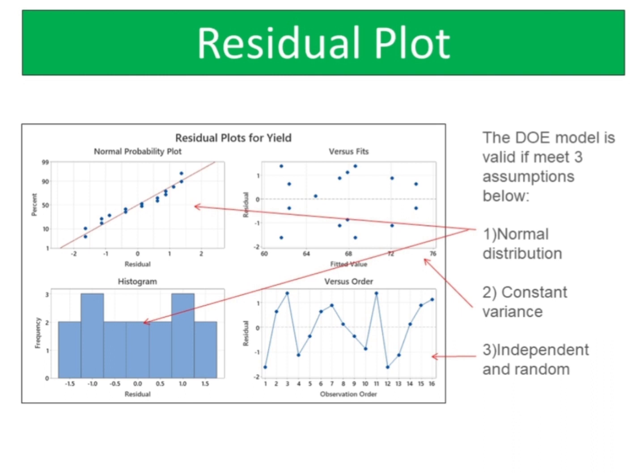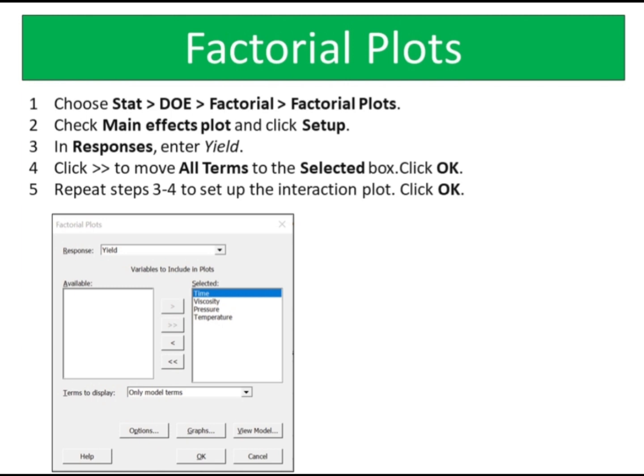The DOE model is valid if it meets three assumptions below. 1. Normal distribution. 2. Constant variance. 3. Independent and random. 1. Choose Stat, DOE, Factorial Plots. 2. Check main effects plot and click Setup. 3. In responses, enter yield. 4. Click the greater-than button to move all terms to the selected box. Click OK. 5. Repeat steps 3 to 4 to set up the interaction plot.